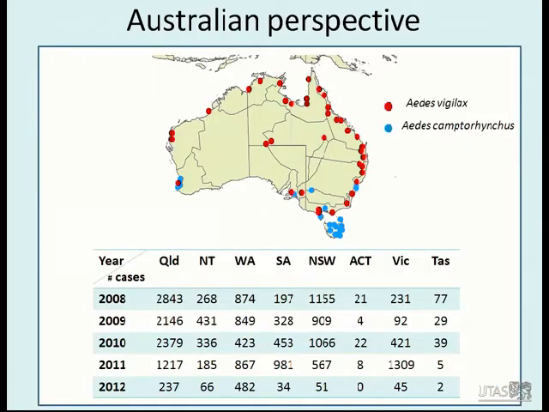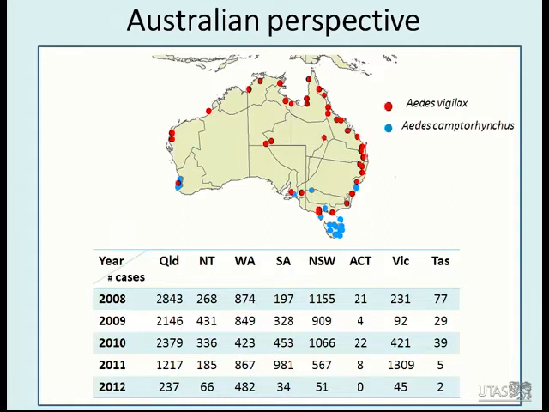In Australia, the primary vector for Raylea virus is Aedes vigilax, as you can see by the red dots. It's widely distributed throughout Australia, but in the southern areas of Australia, Aedes vigilax and Aedes camptorhynchus coexist, whereas in Tasmania, Aedes camptorhynchus is the sole vector for the virus.